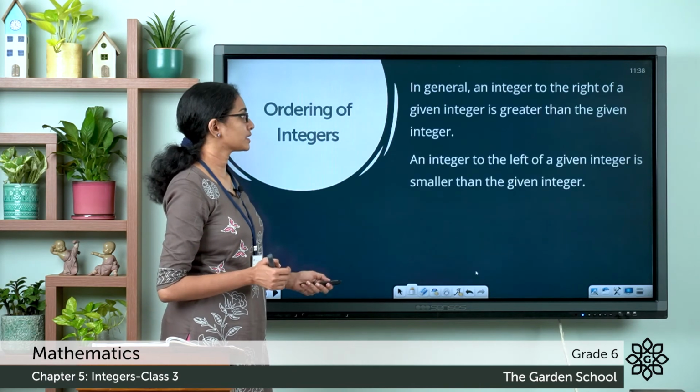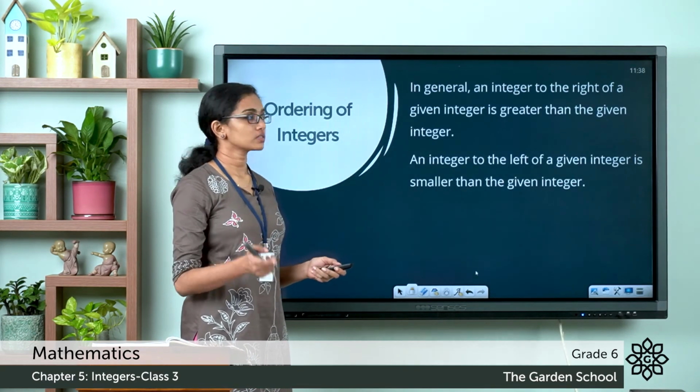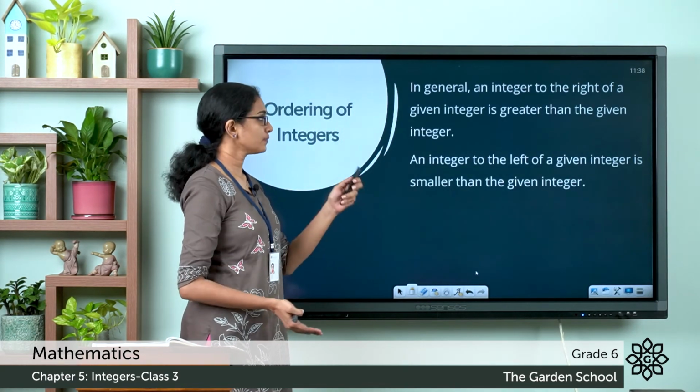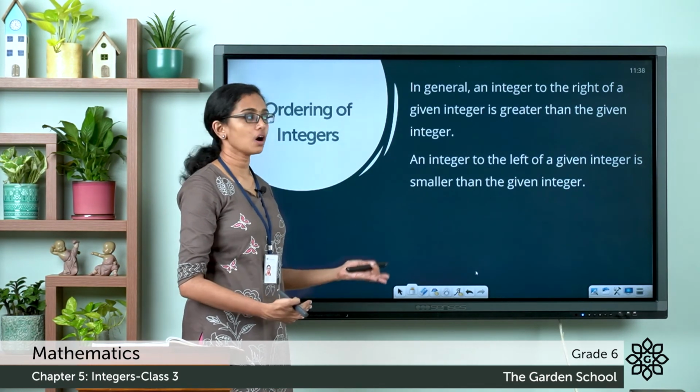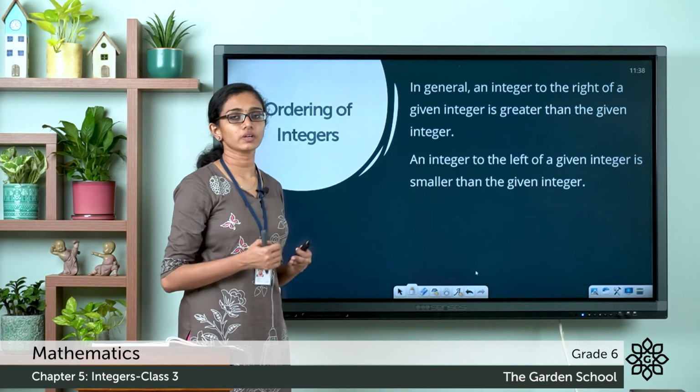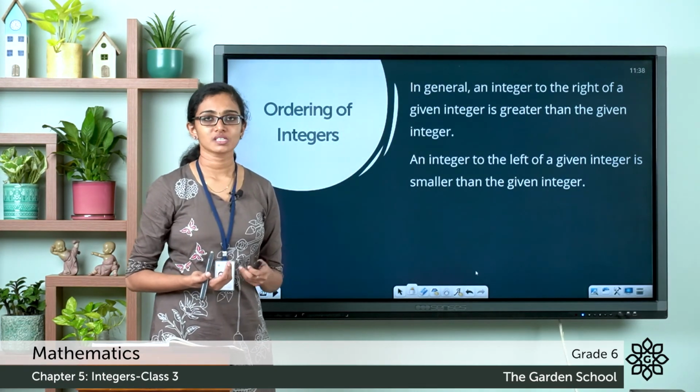In general, we can say an integer to the right of a given integer is greater than the given integer, and an integer to the left of a given integer is smaller than the given integer. So I hope this is clear to you now.